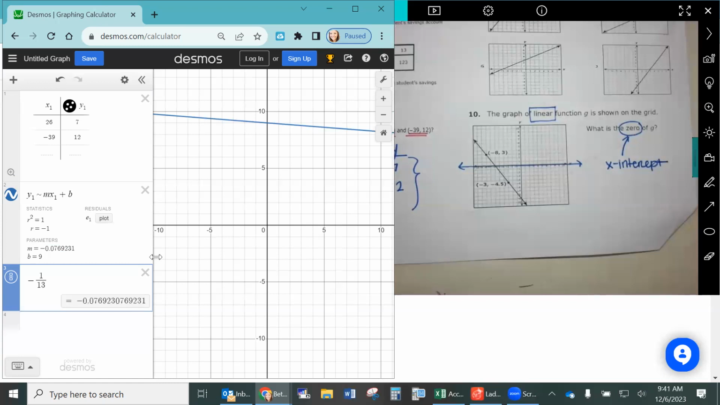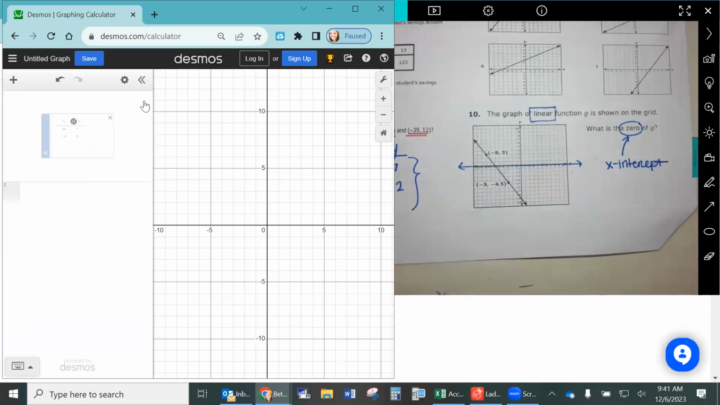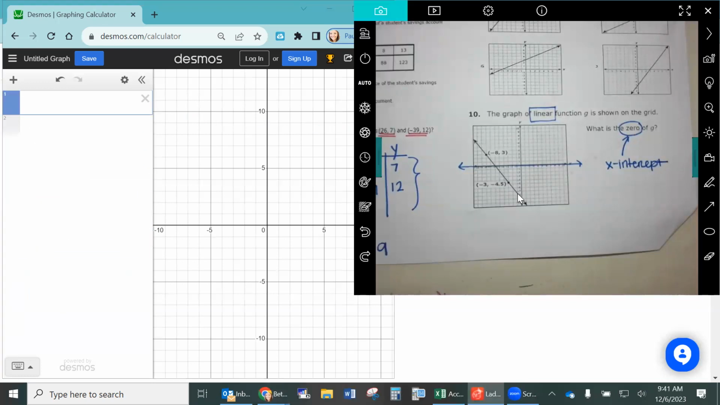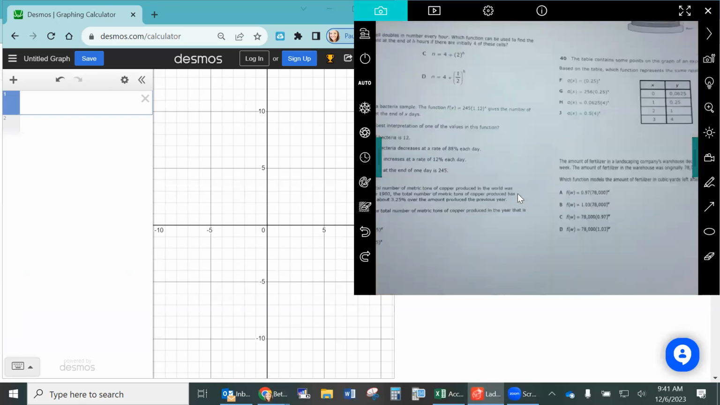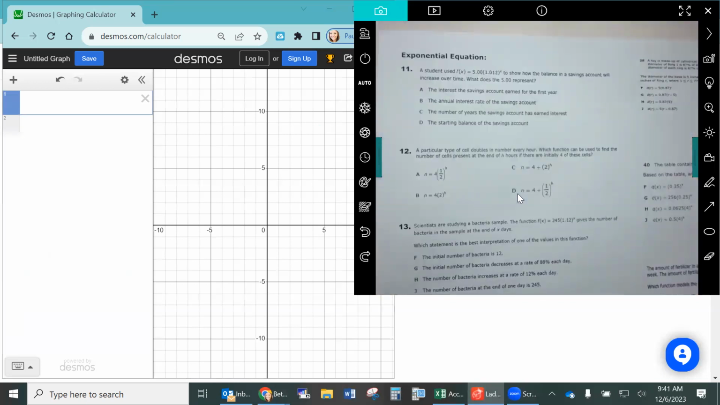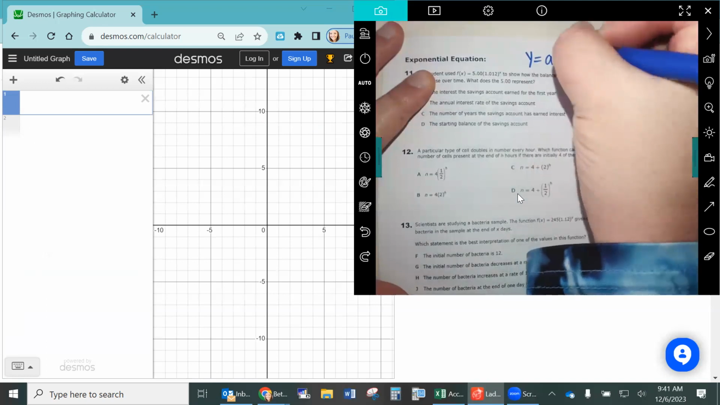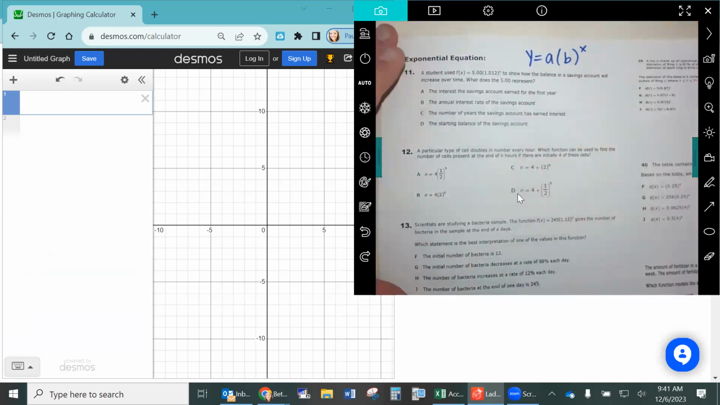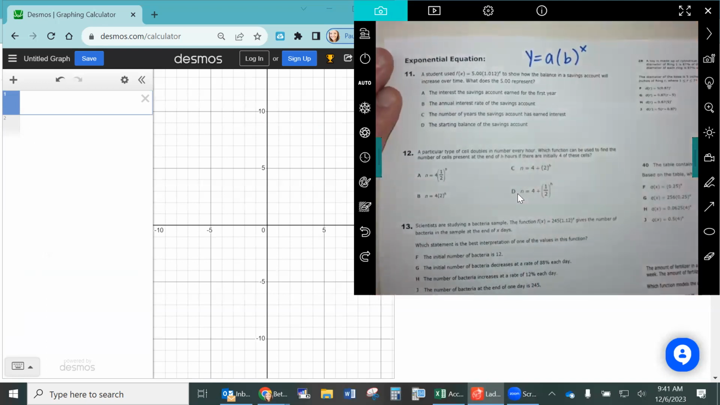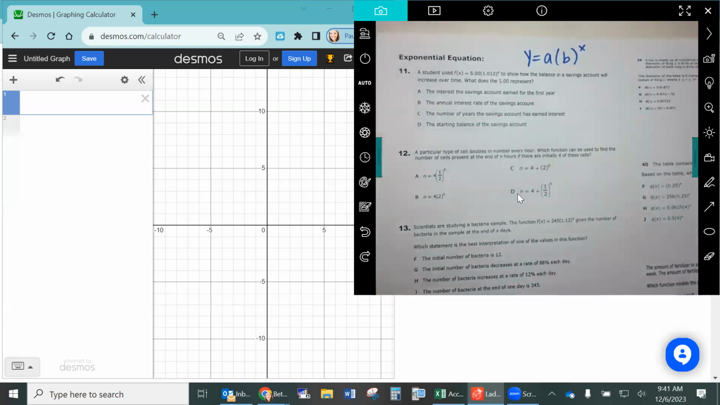All right, hopefully you have finished quite a bit of pages 1 and 2. We are now going to go on to the last page, which is your exponential equations. So your exponential equation formula is y equals AB to the x. Okay, let's make some little notes here of what each of those numbers stand for.